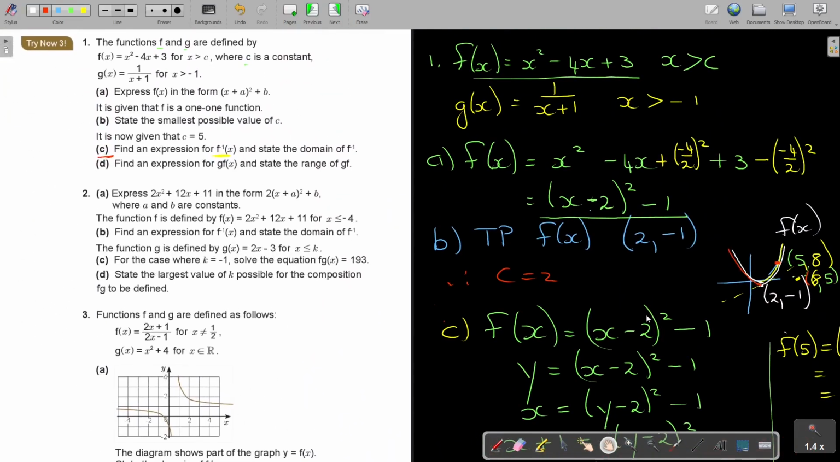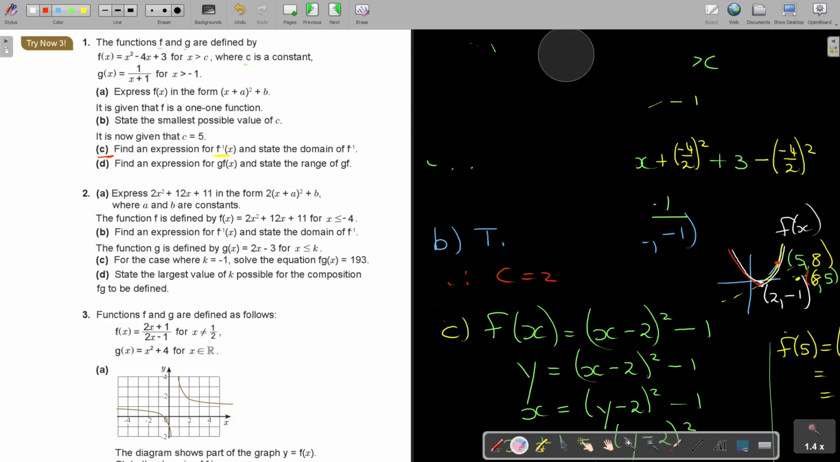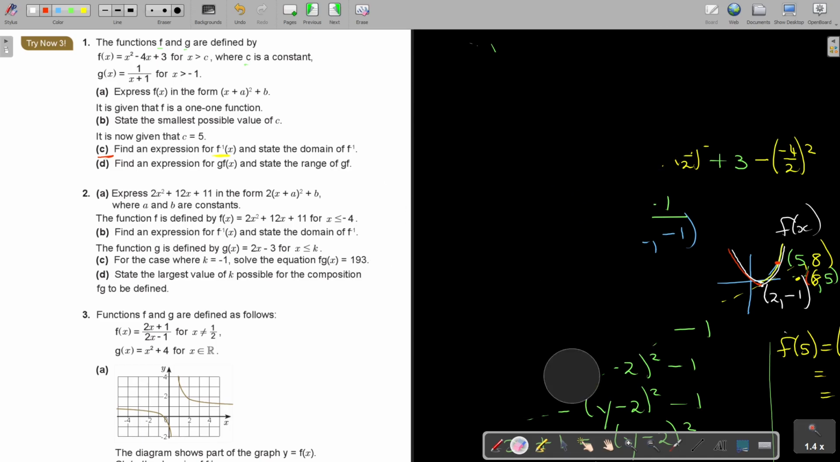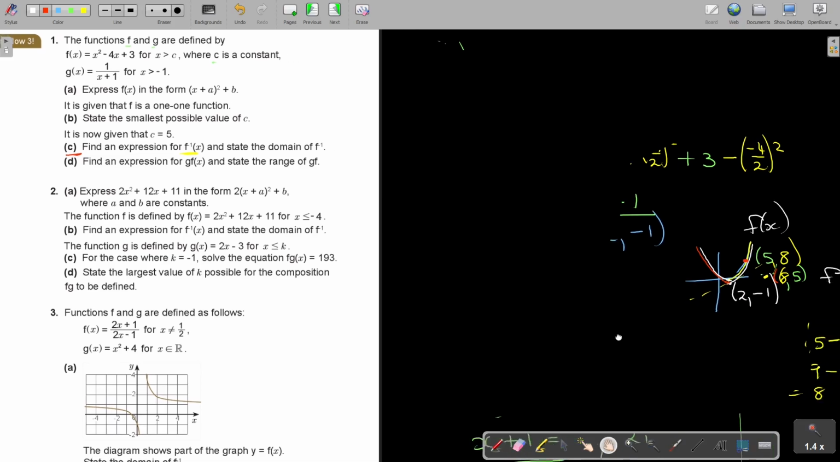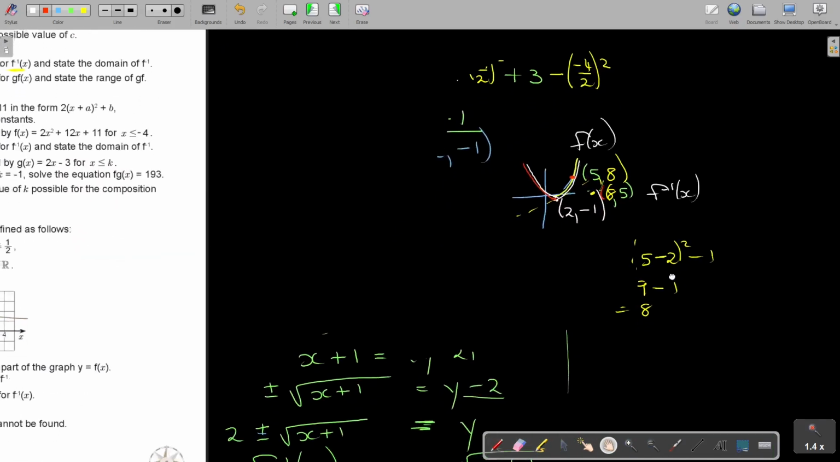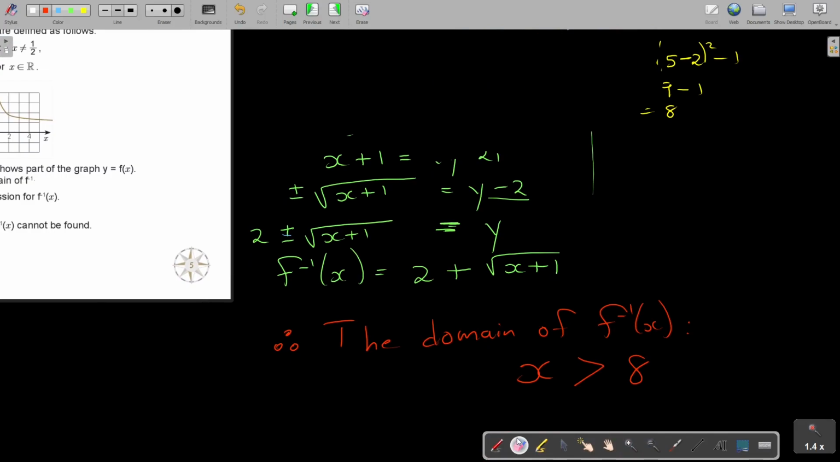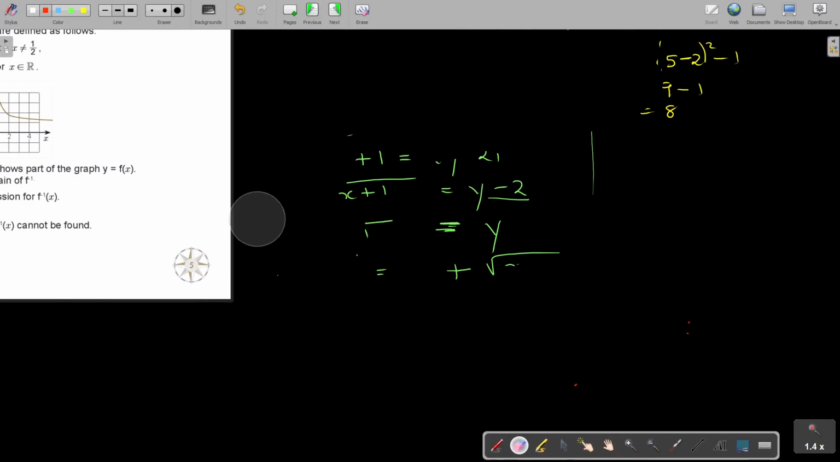Find an expression and state the domain. Now, the next one is challenging. Find an expression for gf, so now it's a composite, and state the range of gf. I'm just going to make a little bit of space. It's almost like the previous one, but as I said, it takes a little bit of thinking. I just need space.